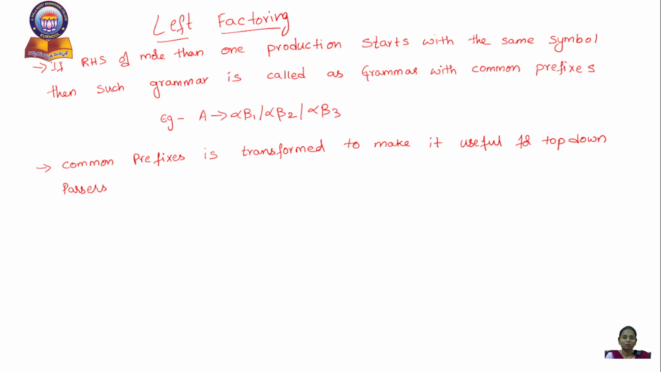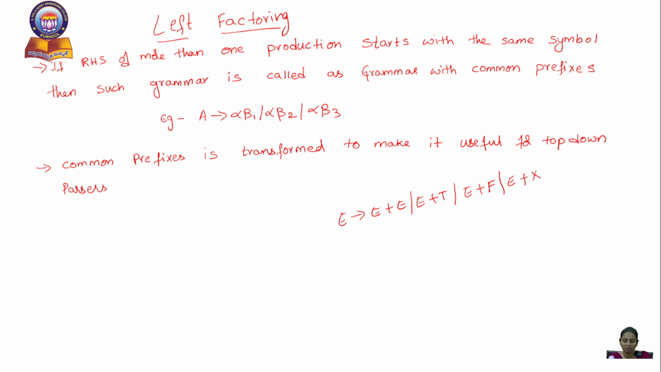So in any given grammar, if the RHS consists of more than one production starting with the same symbol, then such a grammar can be called a grammar with common prefixes. Suppose we have E derives E plus E, or E plus T, or E plus F, and E plus some X, like this.